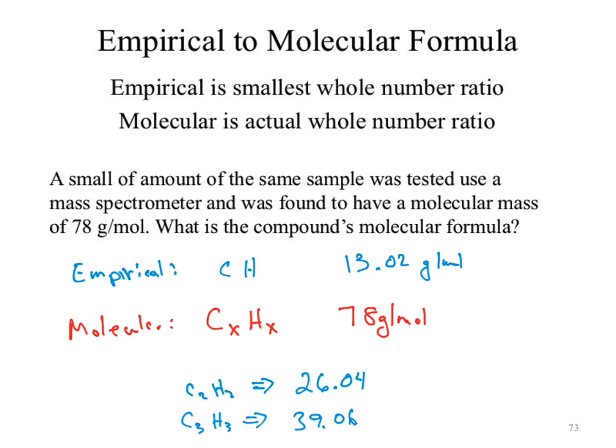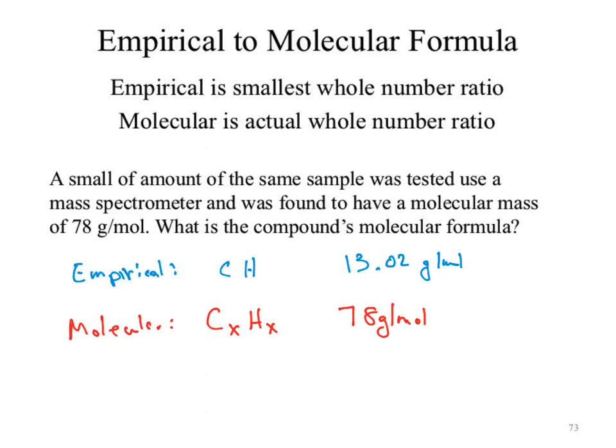39.06. Still not right. C4H4. 52.08. Still not right. C5H5. God, I hope there's a better way to do this. I wonder if, we had it on that previous slide where I said, this is what you should do. Don't worry, it went really fast. Oh, wait, I did. What did I say to do?